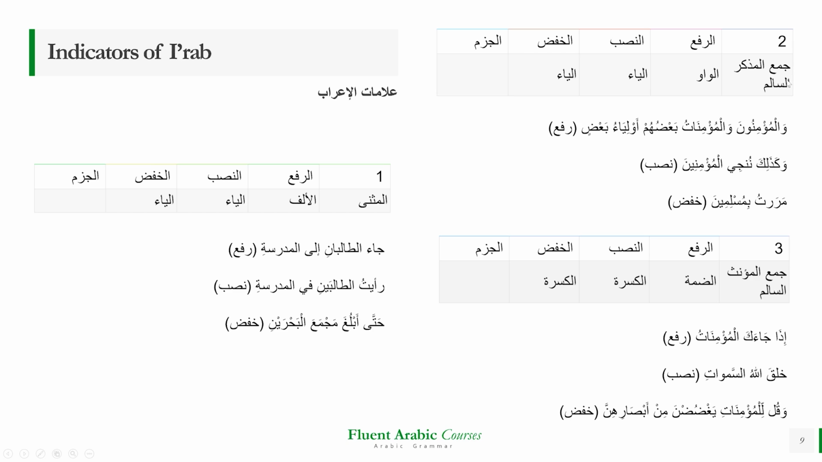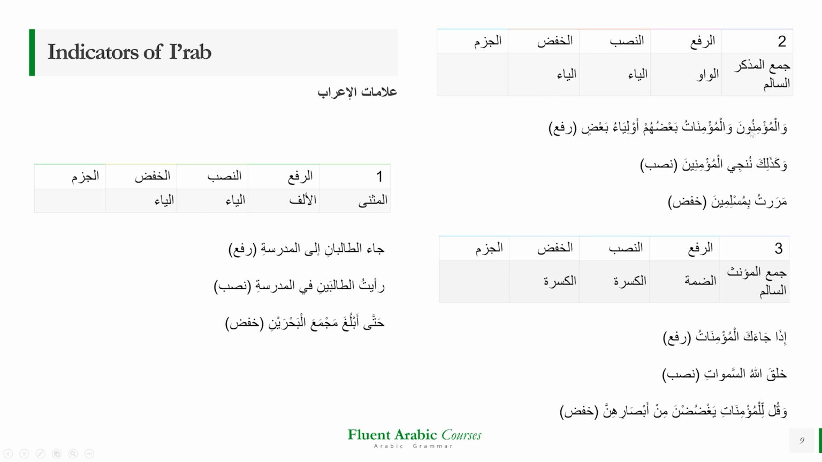Then we have جمع المذكر السالم, or the sound masculine plural. For this, the state of rafa is denoted by the waw, and the nasab by ya, and the state of khafdh by ya.